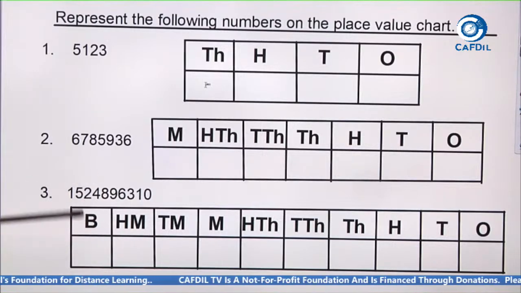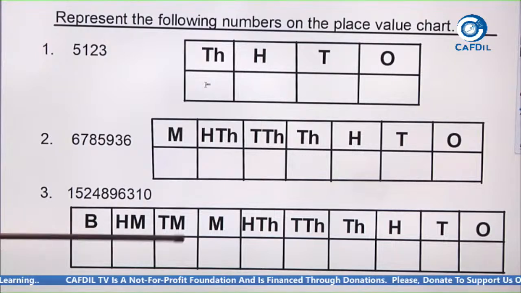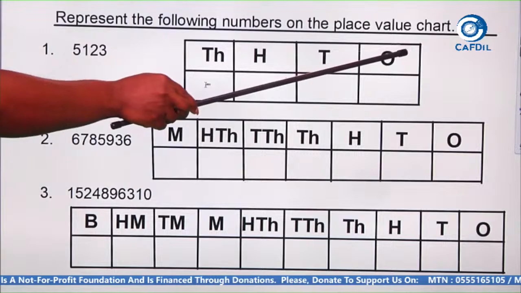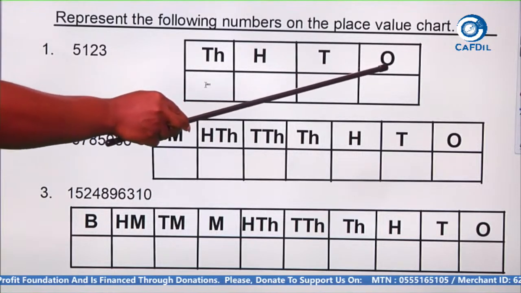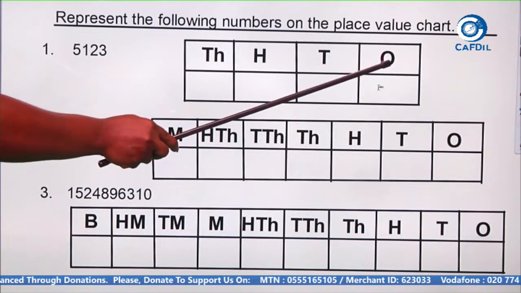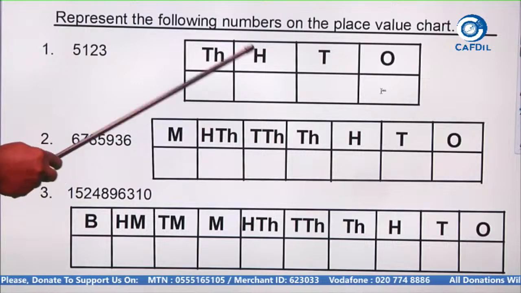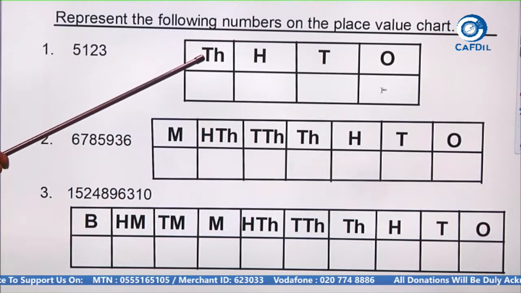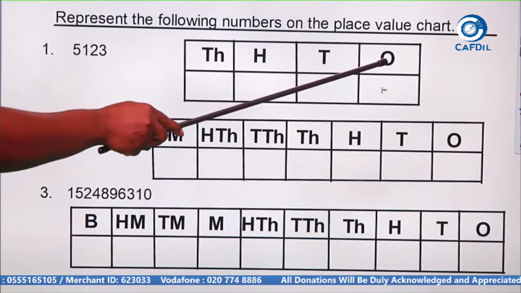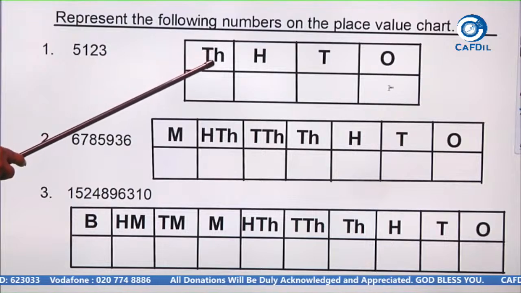Now let's label the chart. You must always start from your extreme right. So the first one is the ones, then tens, hundreds, and thousands.